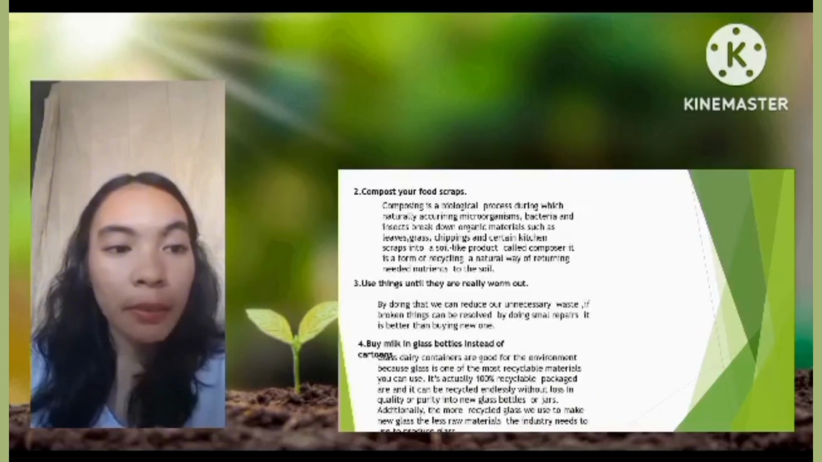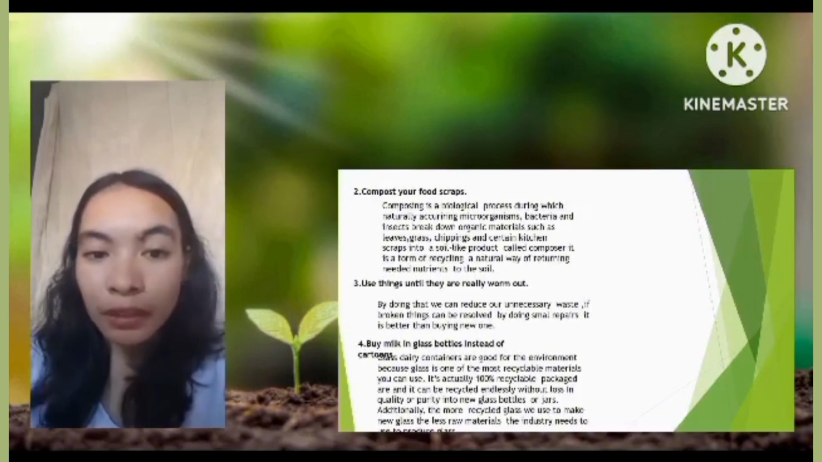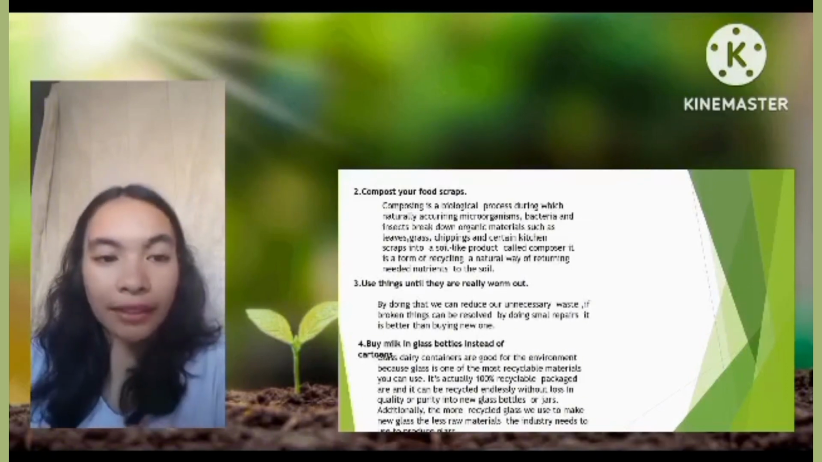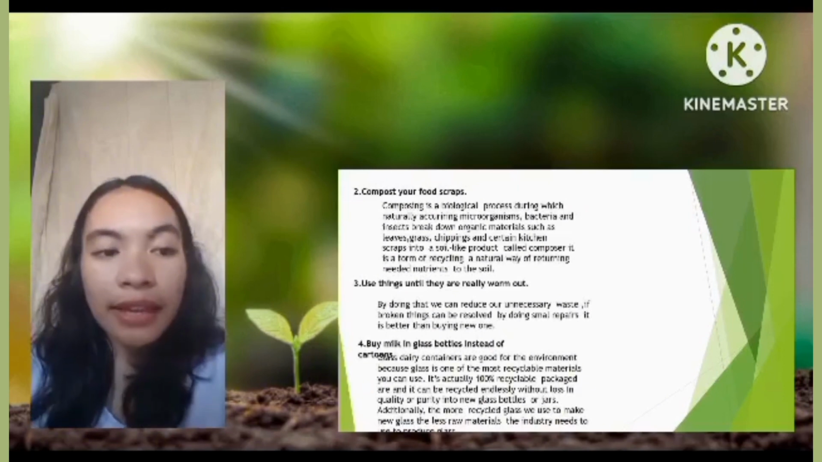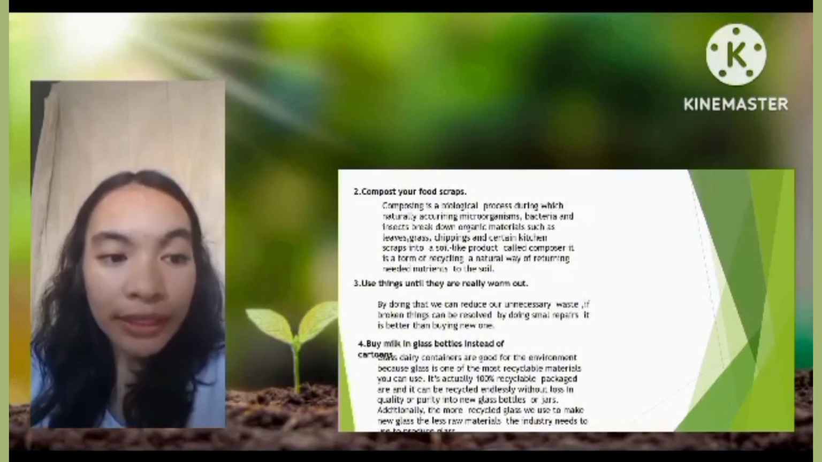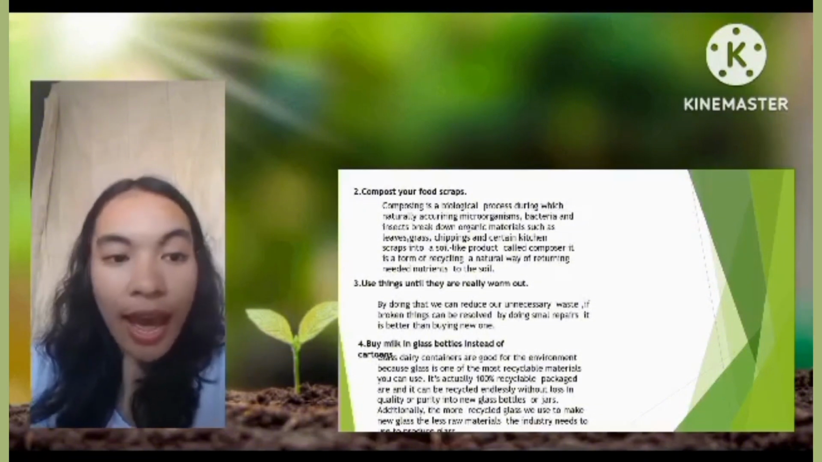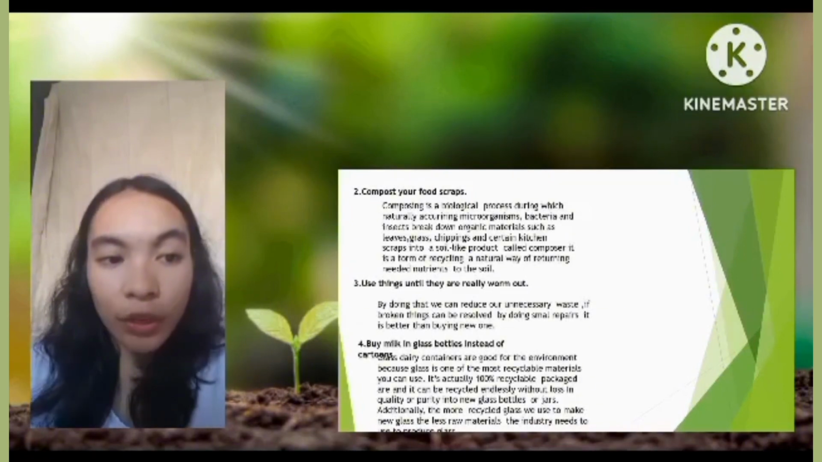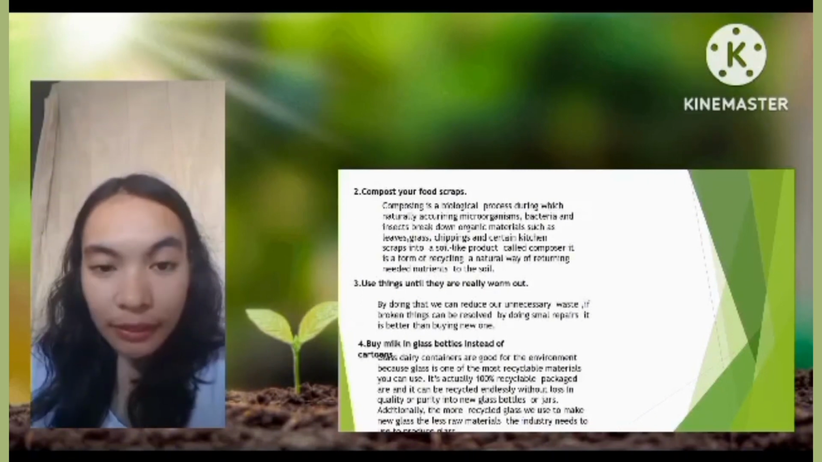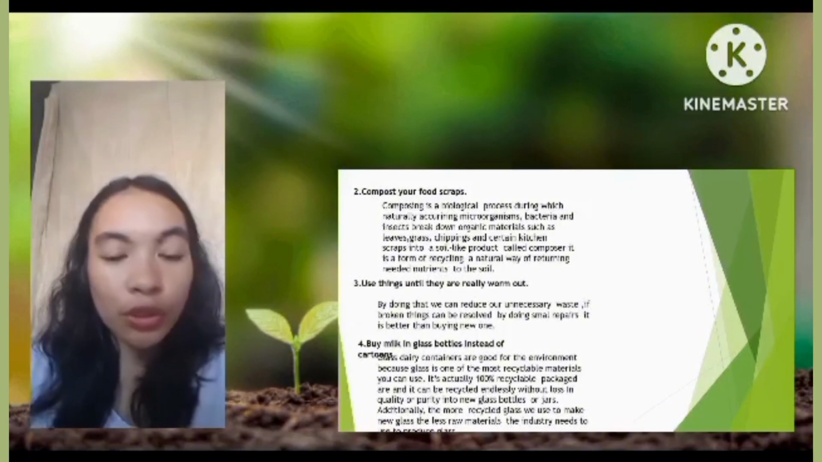So number 4 is buy milk in glass bottles instead of cartons. Glass dairy containers are good for the environment because glass is one of the most recyclable materials. It is 100% recyclable and can be recycled endlessly without losing quality or purity into new glass bottles or jars. Additionally, the more recycled glass we use to make new glass, the less raw materials the industry needs to use to produce glass.